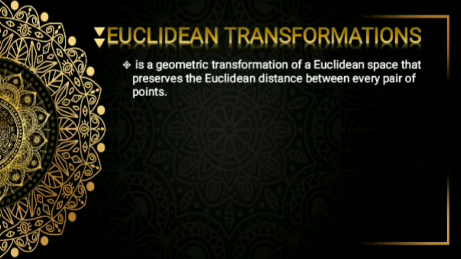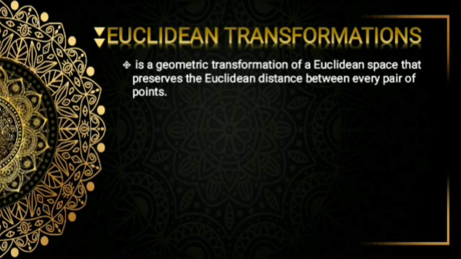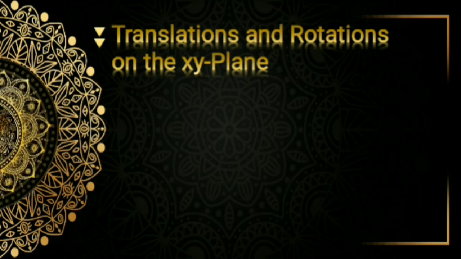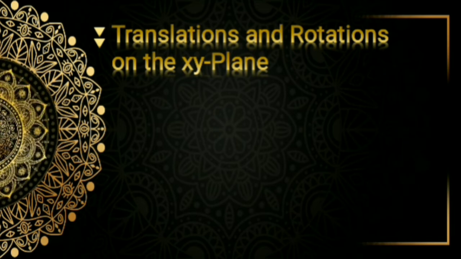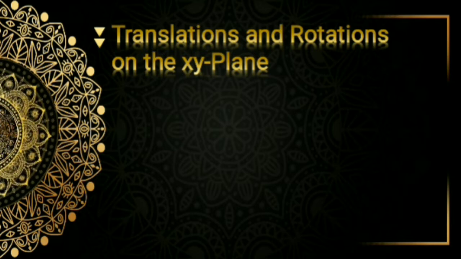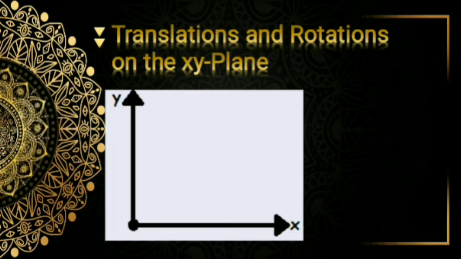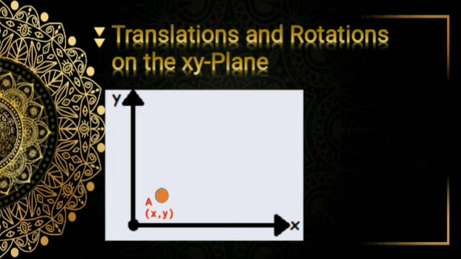Now, in this part of the lesson, we'll only discuss translations and rotations. Thus, we'll be tackling translations and rotations on the xy plane. We intend to translate a point in the xy plane to a new place by adding a vector hk. To understand it clearly, let us draw a standard x and y Cartesian axis, and then we have a point, which we call point A, that has coordinates x, y.